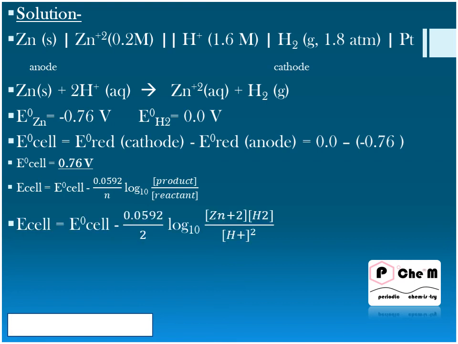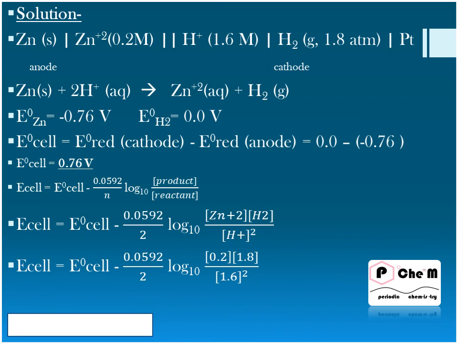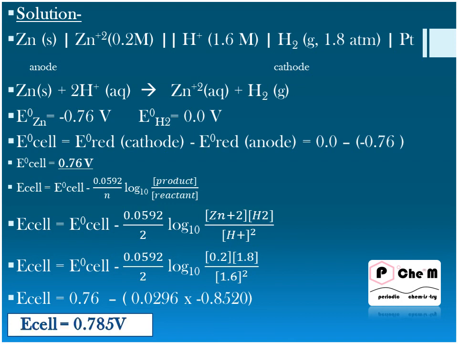Now let's plug the values: 0.2 into 1.8 divided by 1.6 raised to 2. This exponent is from the overall reaction. We can see that H plus has a coefficient 2, while H2 and Zn have no coefficients. Hence, 1.6 will be squared whereas the other terms will remain as they are. After doing the maths and the calculations, we get our final answer as 0.785 volts, which is the exact and the correct answer.